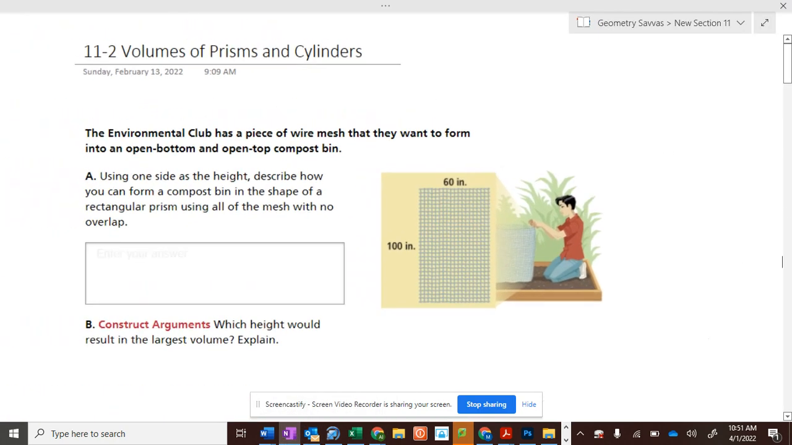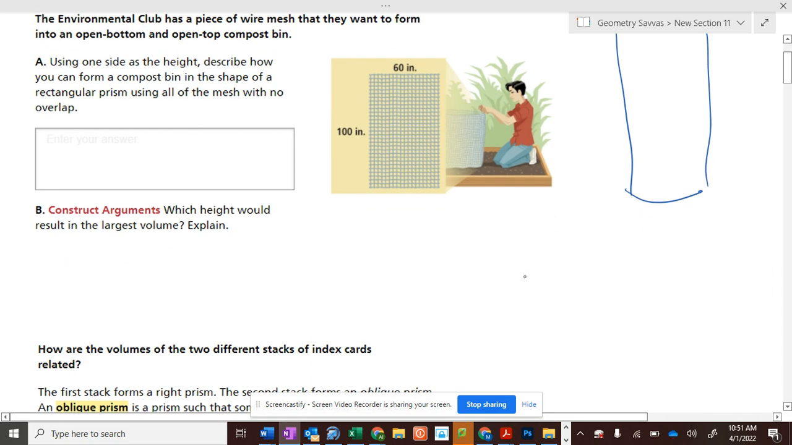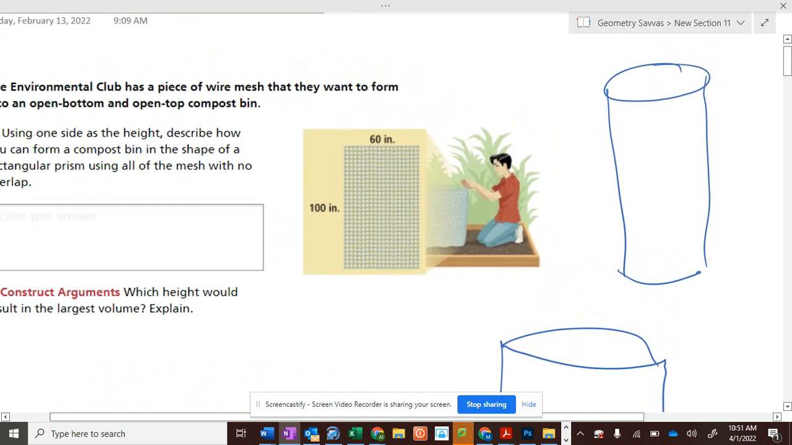All right. So you have a piece of netting that you're going to make a compost bin out of, which is a circular thing. Now, if you have it taller than it is wide, does that give you a bigger volume? Or if you have it wider than it is tall, does that give you a bigger volume? Which scenario is going to give us a bigger volume? Well, let's figure it out.